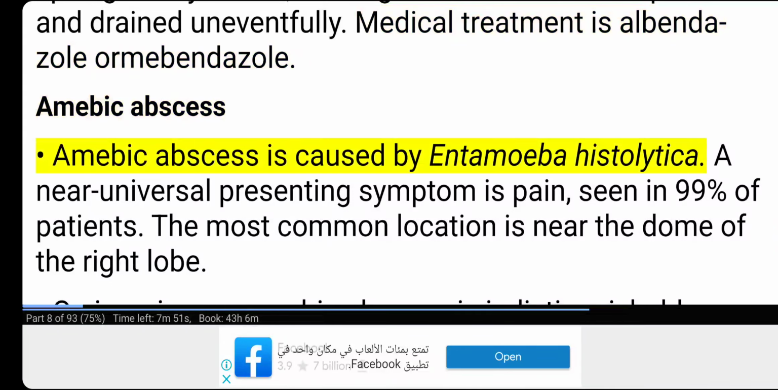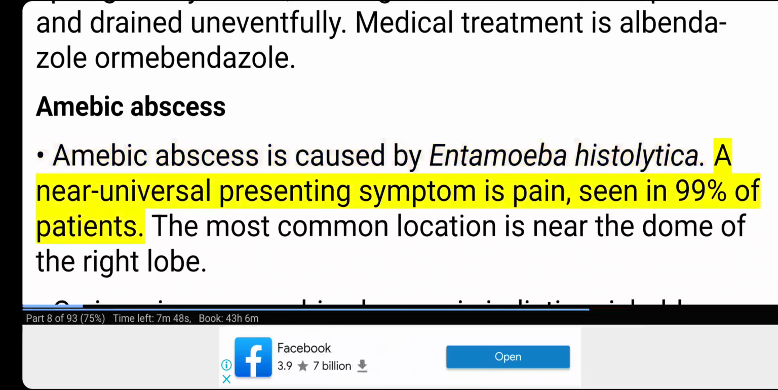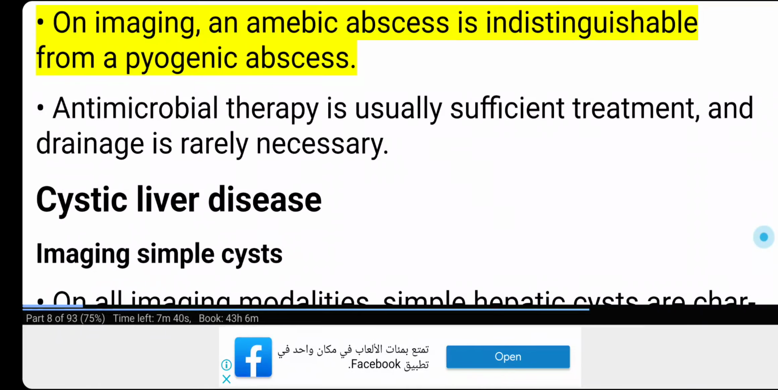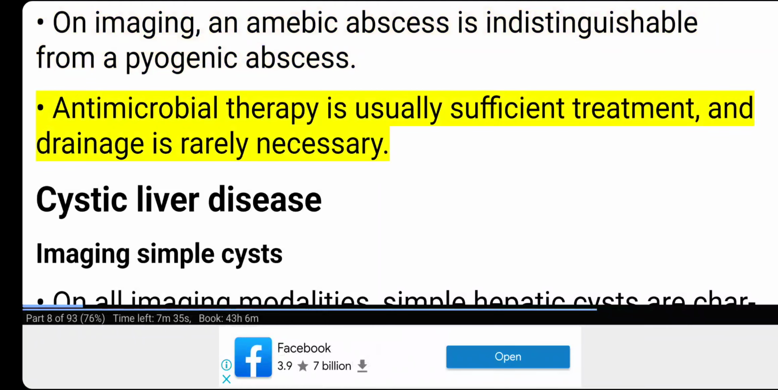Amoebic abscess. Amoebic abscess is caused by Entamoeba histolytica. A near-universal presenting symptom is pain, seen in 99% of patients. The most common location is near the dome of the right lobe. On imaging, an amoebic abscess is indistinguishable from a pyogenic abscess. Antimicrobial therapy is usually sufficient treatment, and drainage is rarely necessary.